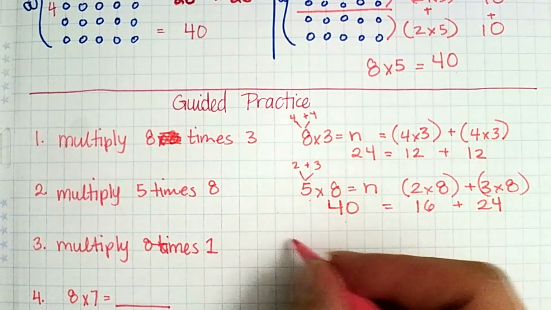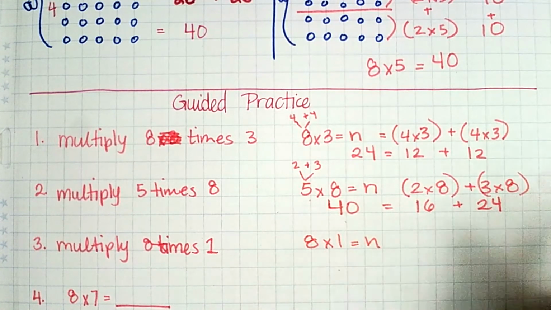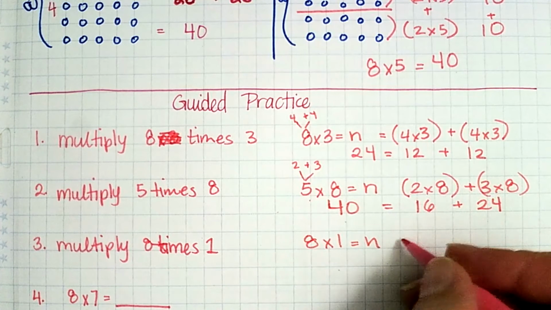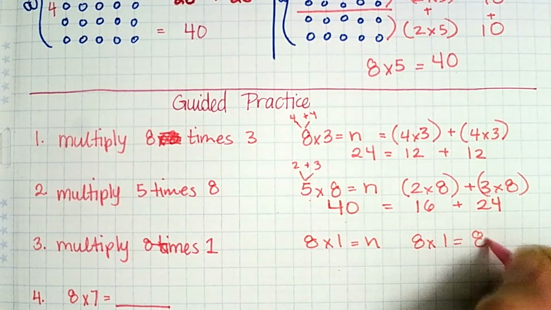Next one, multiply 8 times 1 is equal to a number. And I know 1 group of 8 is equal to 8. So 8 times 1 is equal to 8.